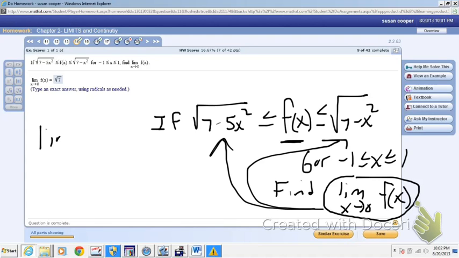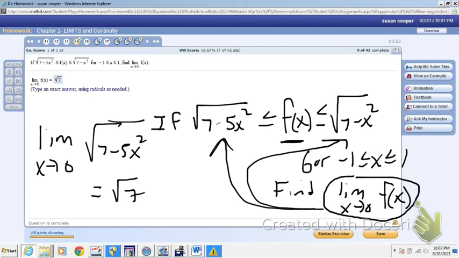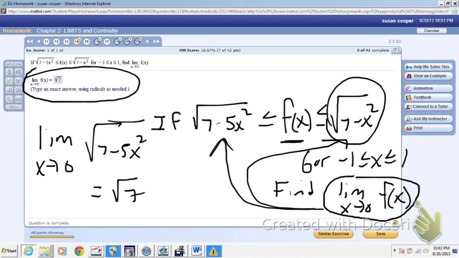So meaning, what's the limit as x approaches 0 of root of 7 minus 5x squared? Well, substitute 0 in there, you're quickly going to see that's root 7. Okay? Do the same for the upper bound. If you substitute 0 for x, 0 squared is 0, 7 minus 0 is still 7, also root 7. Now you'll see I already filled in the final answer, root 7. So that's how you get root 7.